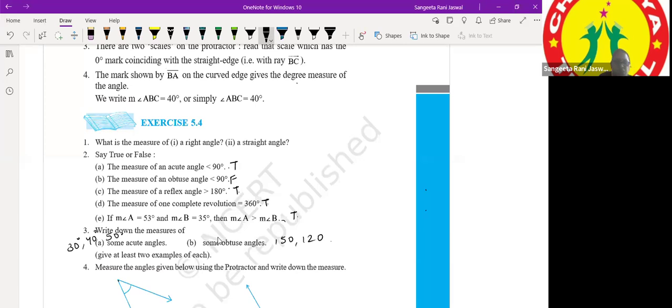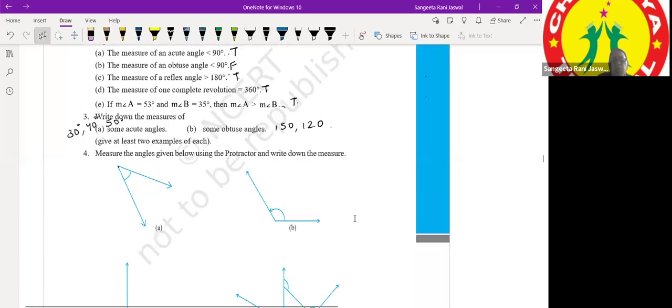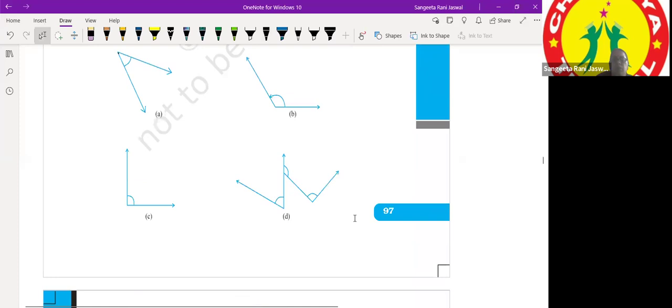Next question is, measure the angles given below using the protractor and write down the measurement. If you have a notebook in front of you, you can measure it on the book with your protractor and write it here. Suppose I'm just taking this angle. This seems to be 90 degrees, so I will write here that this angle is 90 degrees. So you will check with your protractor.